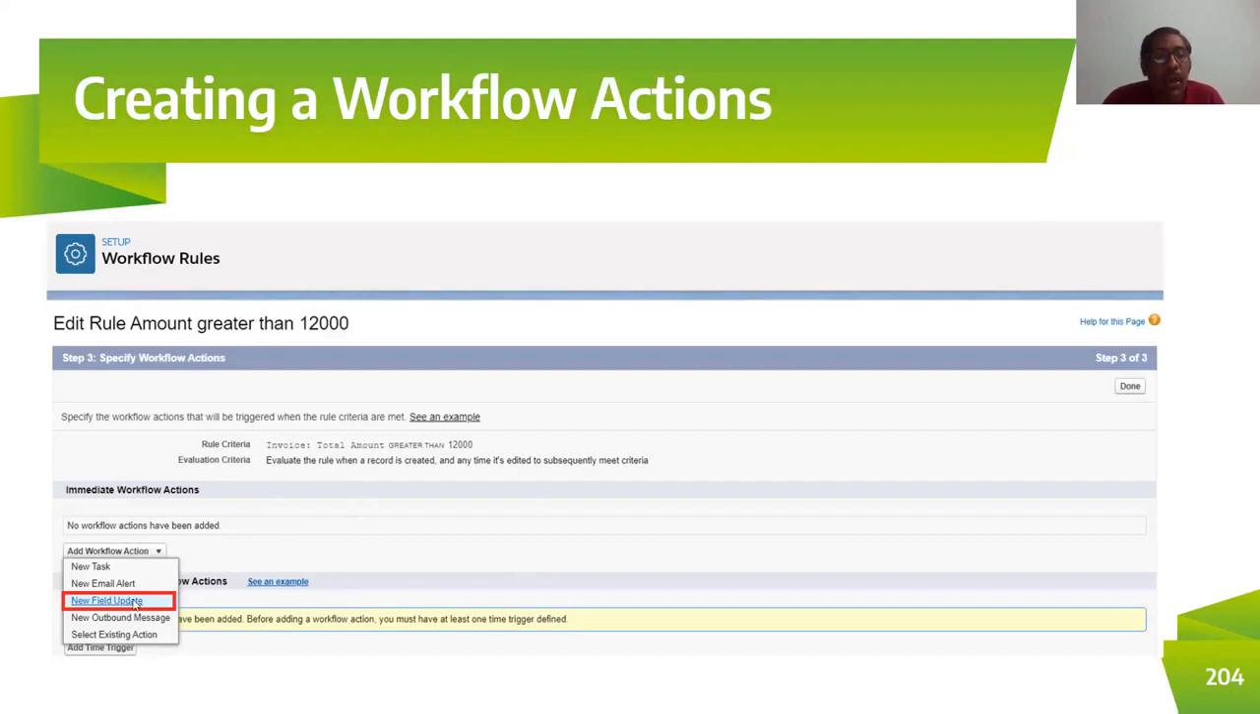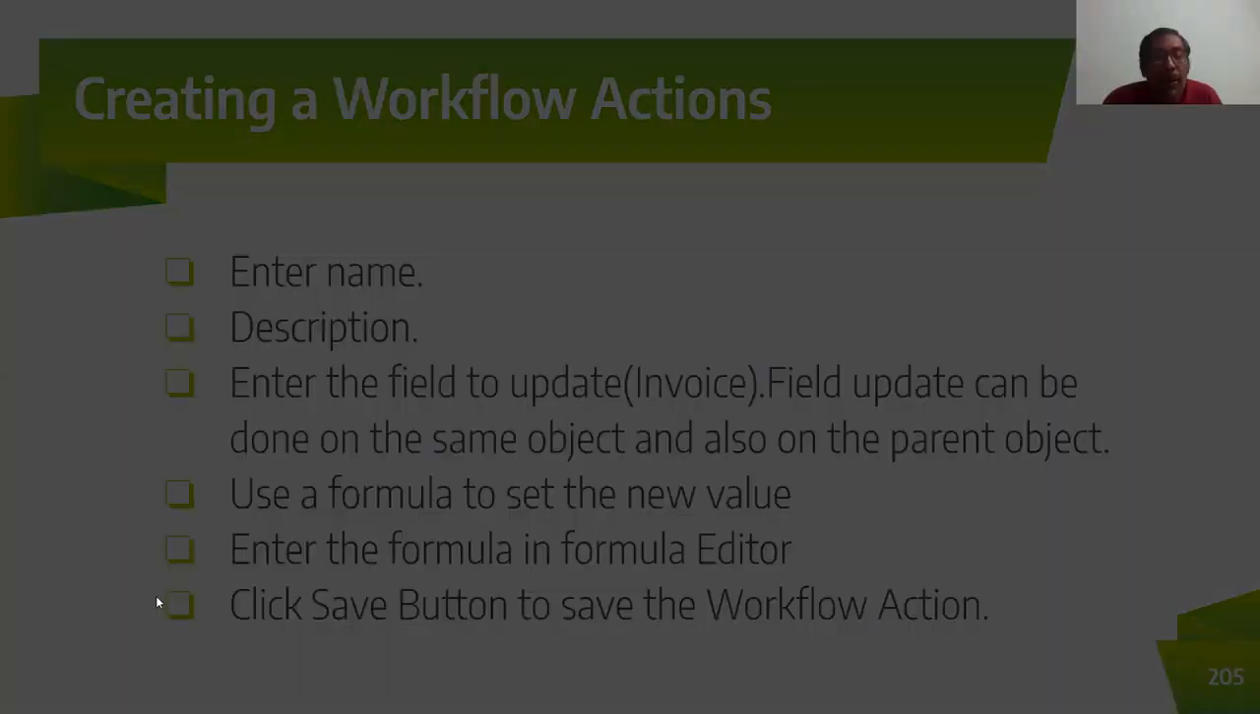What is the action now? I'm going to update the field. Based on that, the field is going to be updated. Now I'm going to select the field update. I'm going to edit the rule: if the amount is greater than 12,000, the field update will be done. So now click on new field update.